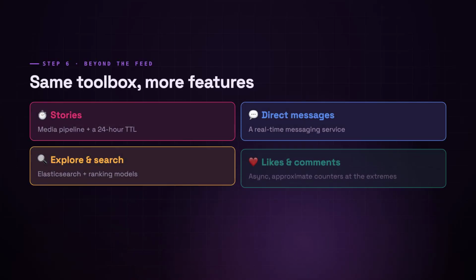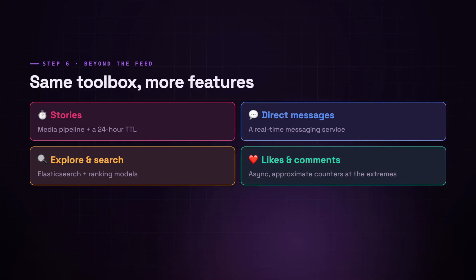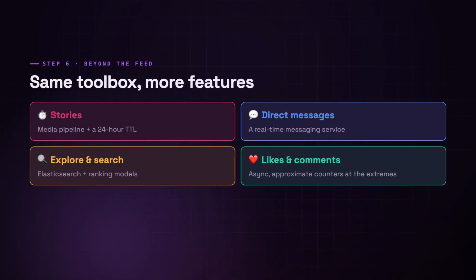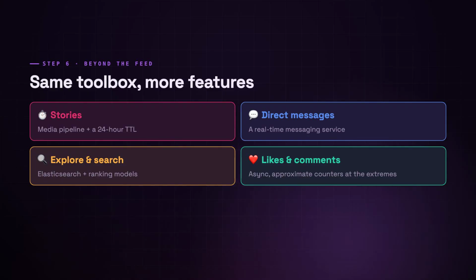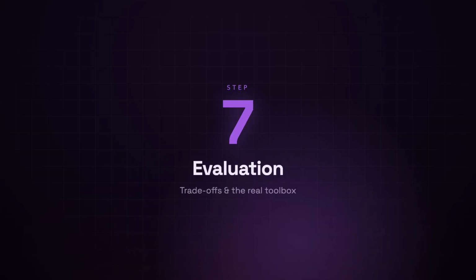Before we wrap, let's acknowledge that a real Instagram is more than just the feed. The same building blocks, storage, caching, fan out, and queues, power everything else too. Stories use the same media pipeline but with a 24-hour expiry. Direct messages need a real-time messaging service. Explore and search lean on Elasticsearch and ranking models. And likes and comments are high-volume counters that we update asynchronously and count approximately at the extremes. Same toolbox, new features. Step 7, evaluation.